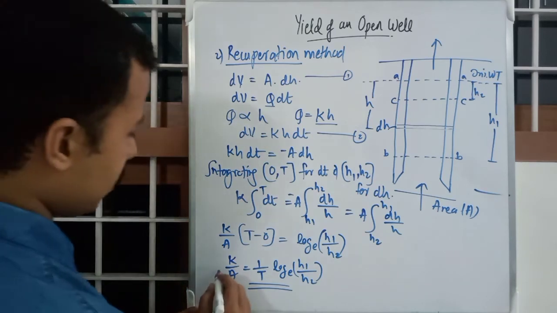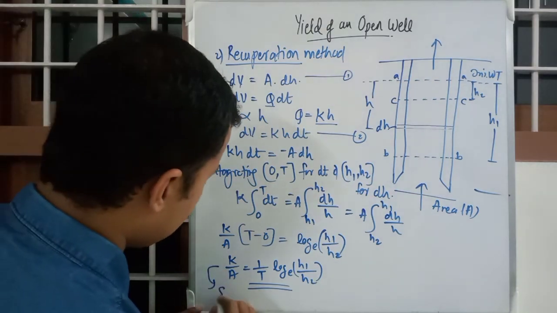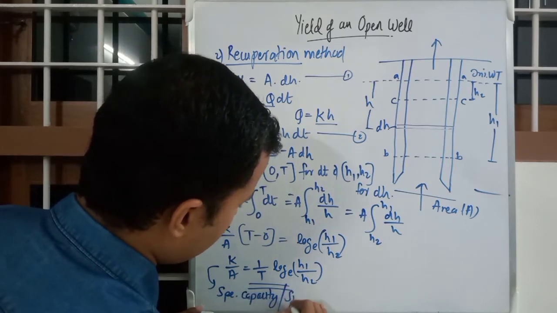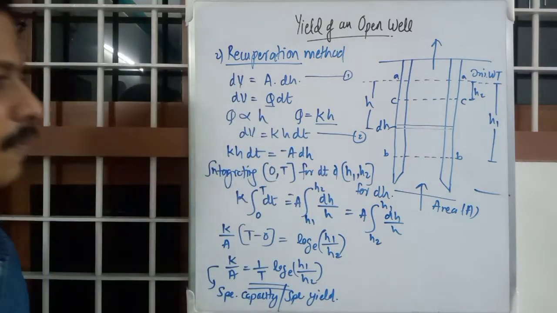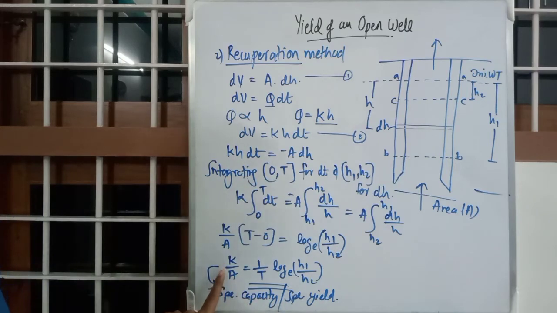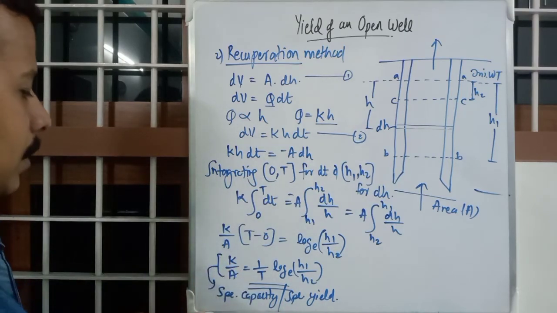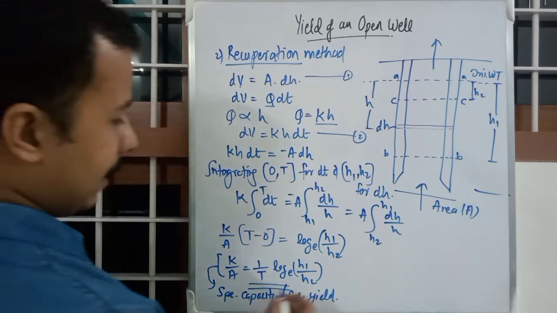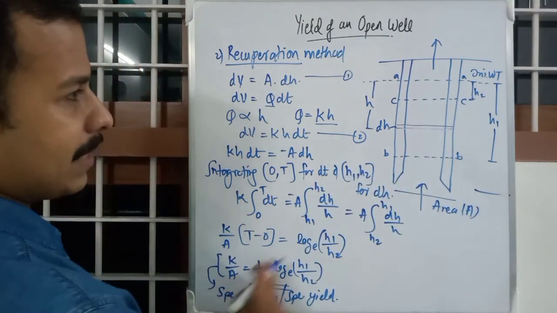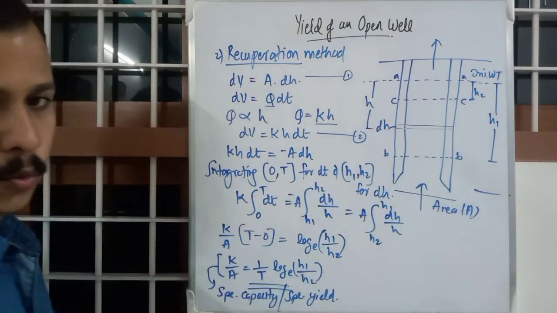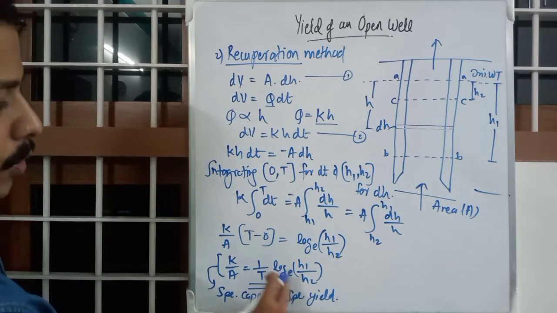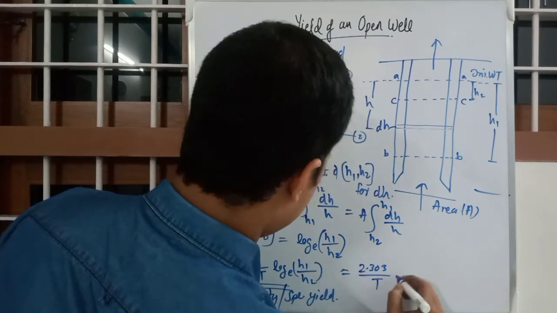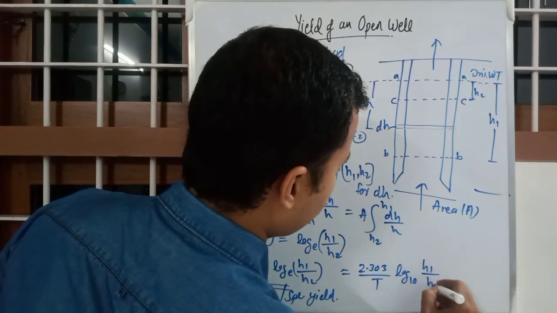The ratio K by A is termed the specific capacity or specific yield of this particular well. H1 and H2 we know by experiment, and T we will get when the level reaches from H1 to H2. If you want to convert this log e into base 10, it will be 2.303 by T log to the base 10, H1 by H2.